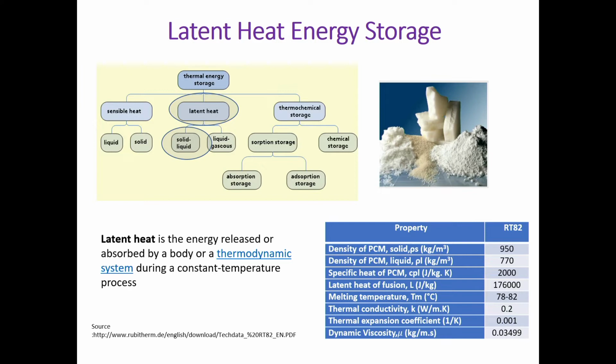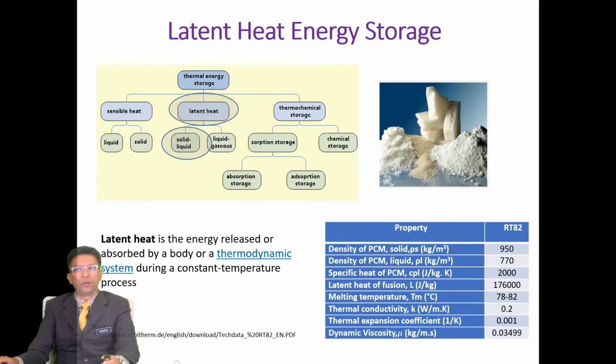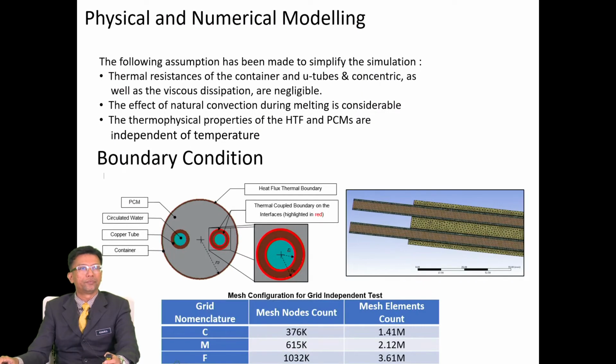The material with the scientific name of RT82, a kind of wax or lilin in bahasa, with energy density of 176 kilojoule for each kilogram was used. This material with melting temperature at 82 degrees Celsius and also solidifying at 78 degrees Celsius is suitable to be combined as a thermal energy storage for evacuated tube, where inside the piping temperature can go up to 140 degrees Celsius.